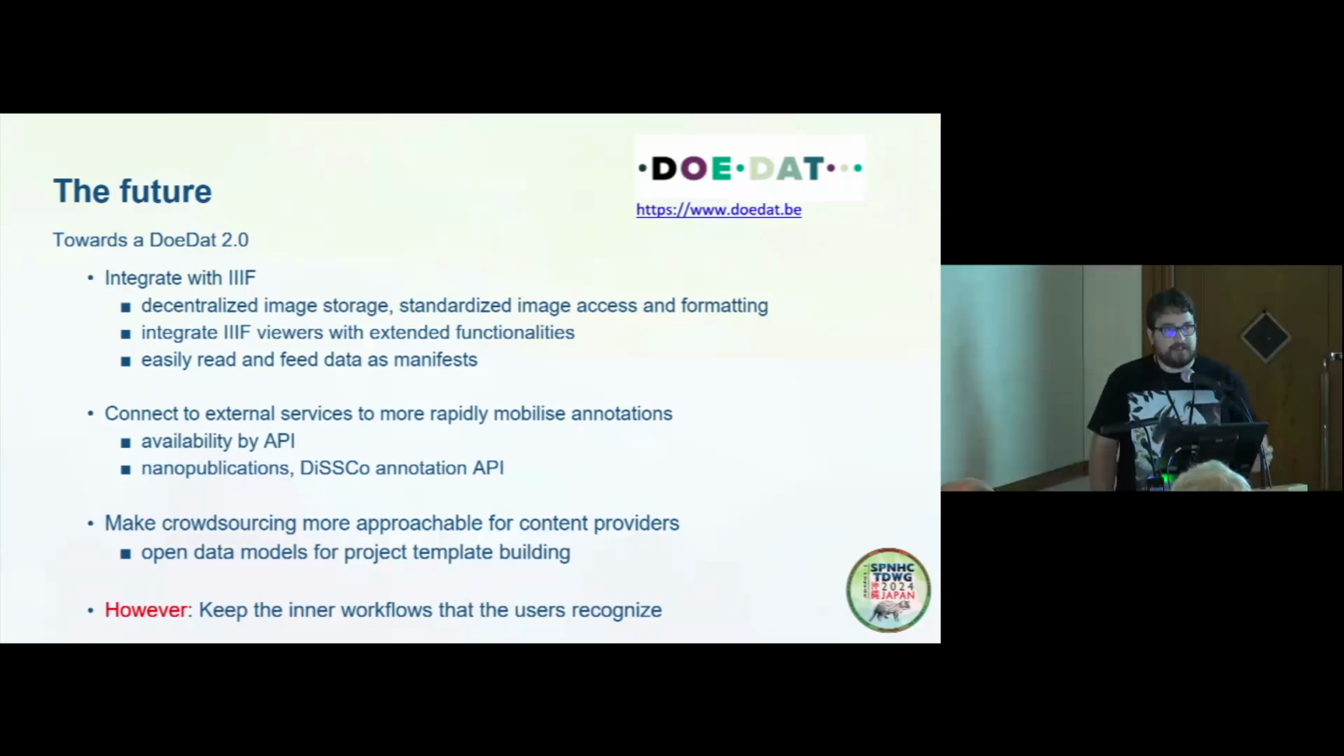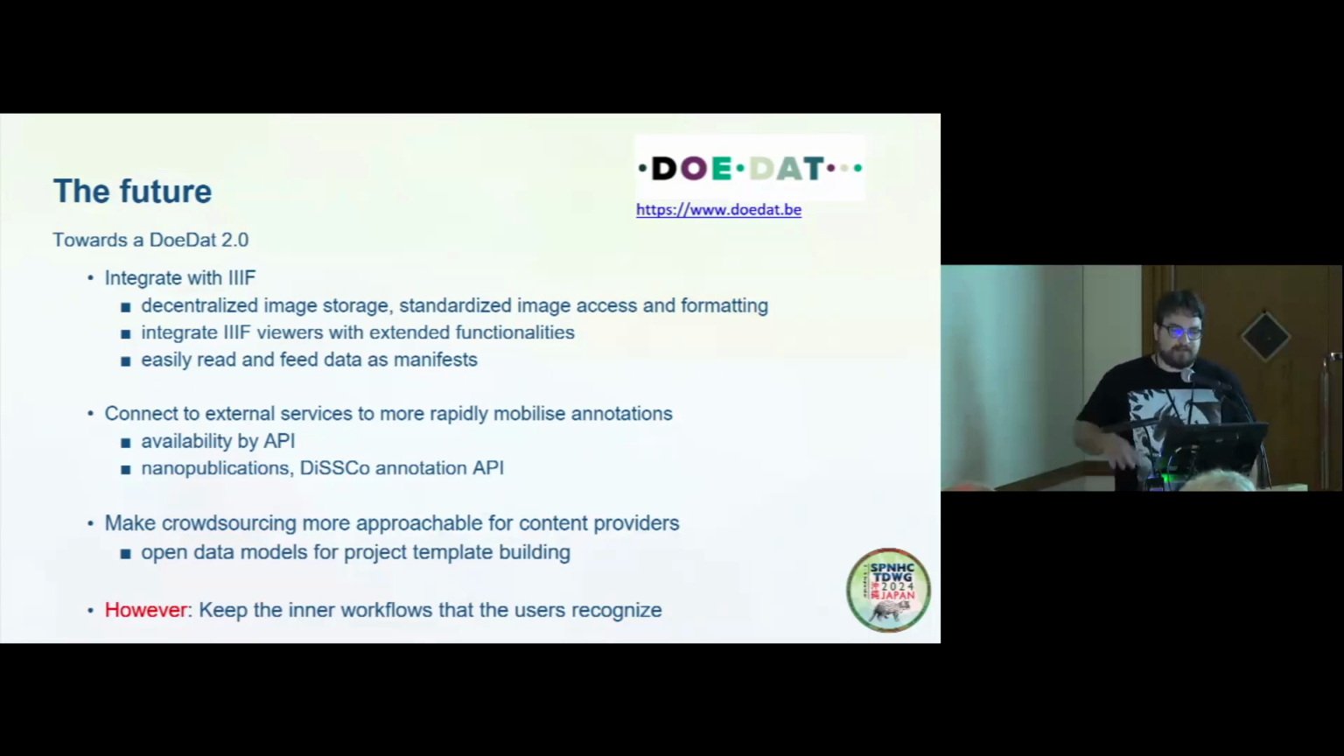One of the big ones is that we want to integrate this with the IIIF framework so that we don't have to load the images into the server itself. We can access them decentralized through the IIIF APIs. This also standardizes the access. We don't have to reformat, resize images ourselves, or see that they're not corrupted. That's all taken care of by the IIIF standards. We can integrate a viewer this way with extended functionalities, not having to maintain one in our own portal. And ideally, we could even read and feed data through the IIIF API standards, as well as the manifests that underlie the whole IIIF framework.